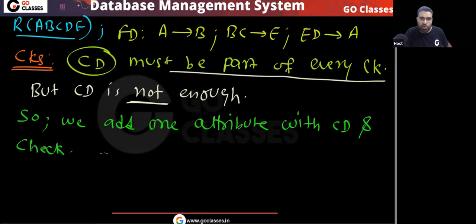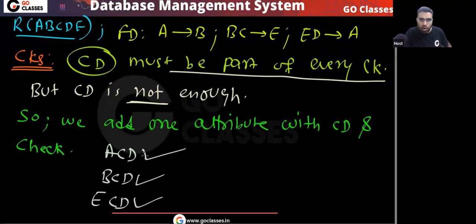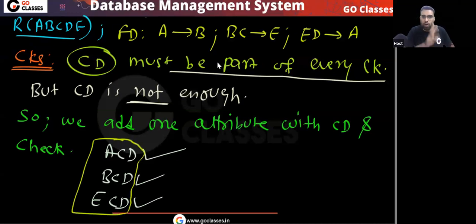Now you can notice this ACD will also work. BCD is also working. ECD is also working. All of them are working. Yes or no? Now you tell me, do you need to check the combination of 4 attributes? See, ACD, BCD and ECD are all working.